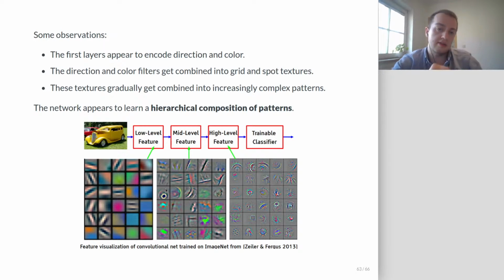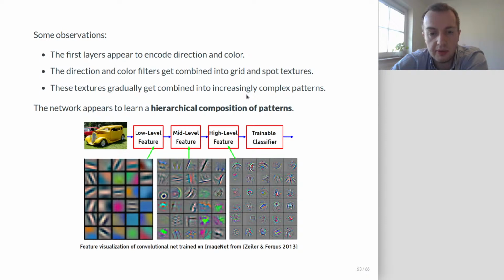Well, again, this is quite subjective, but what is, I think, quite interesting to notice and to remember is that our observations could be summarized as follows. The first layers, at least from just empirical observations, appear to encode, for example, things like direction and color. And then as you get deeper and deeper, the direction and color get combined into grids and maybe spot textures. So textures that are still simple, but that get more and more complicated as you go higher and higher, or deeper and deeper into the network, in order then to form more and more complex patterns.